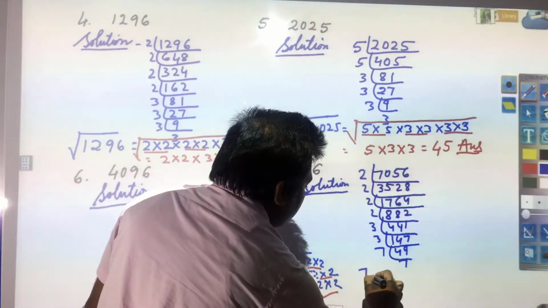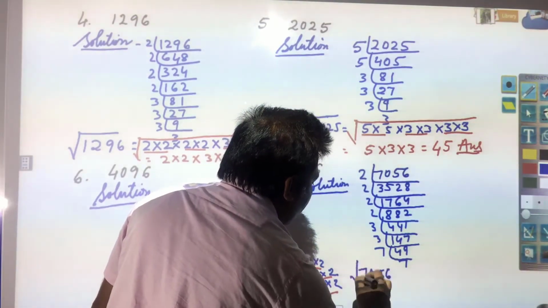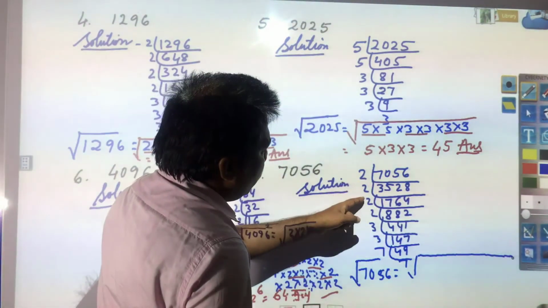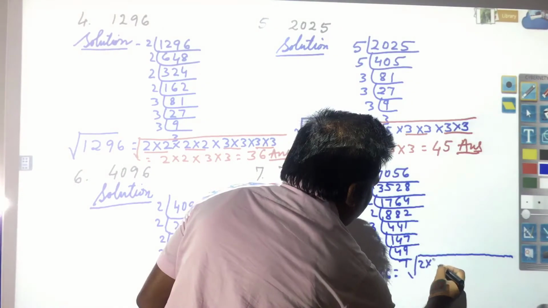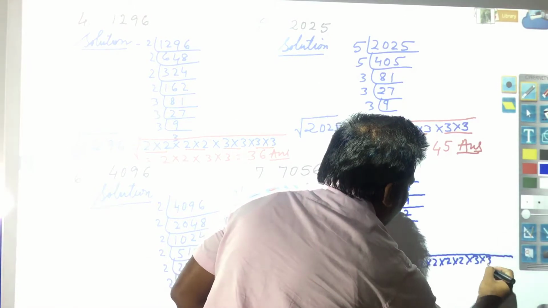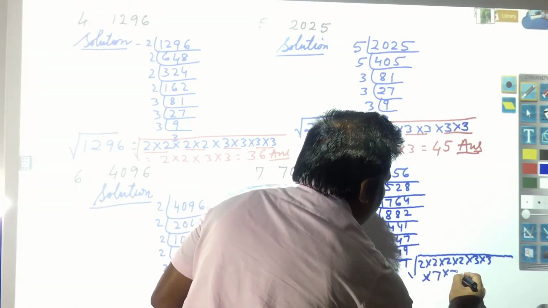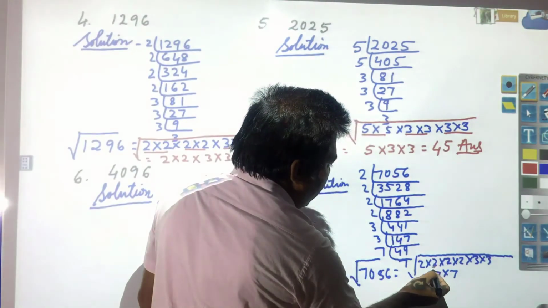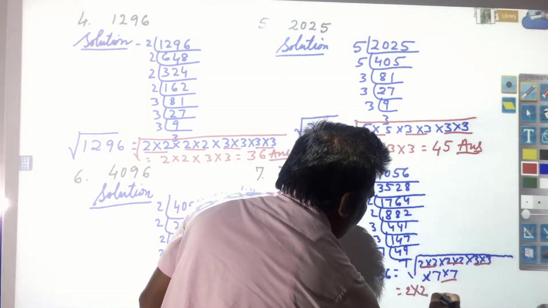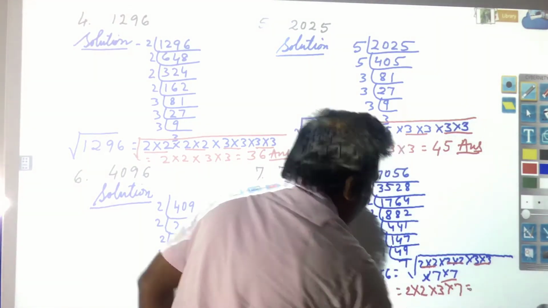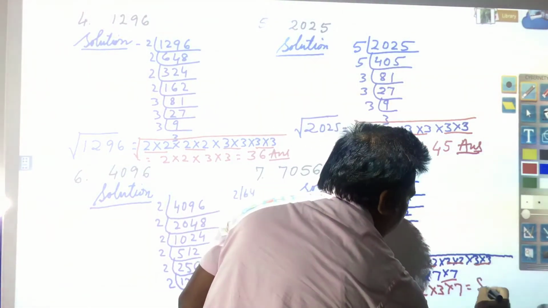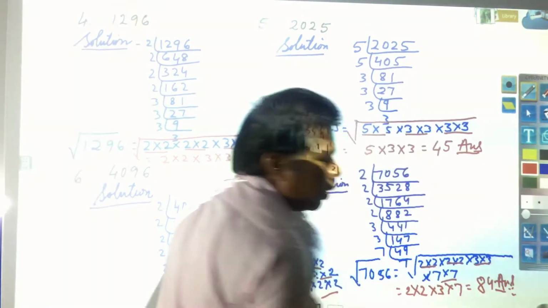So the square root of 7056 will be the square root of 2 into 2 into 2 into 2 into 3 into 3 into 7 into 7. So you have pairs of 2, 3 and 7. So it will be 2 into 2 into 3 into 7. 2 twos are 4, 4 threes are 12, and 12 sevens are 84, and this will be your answer.